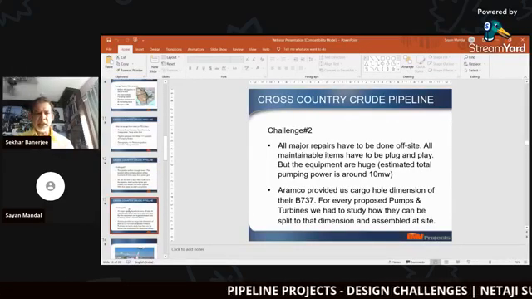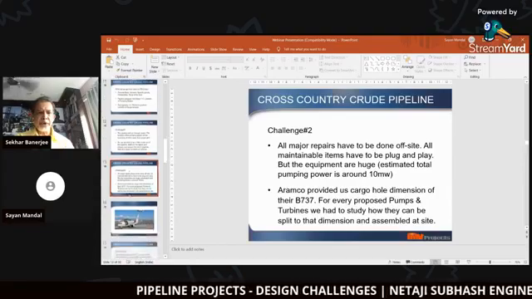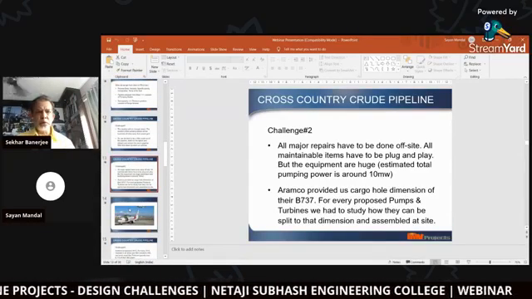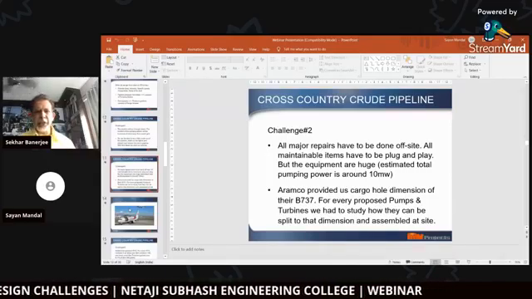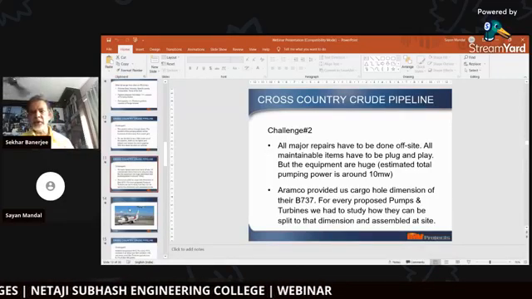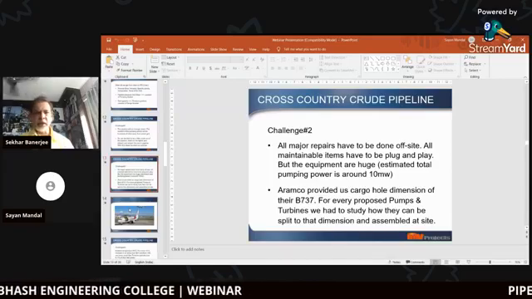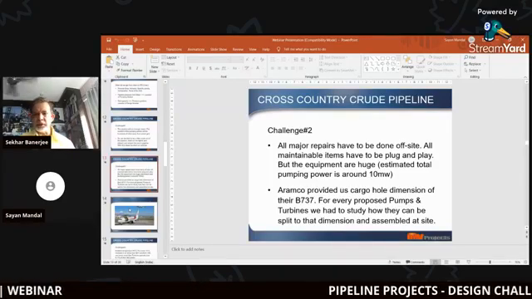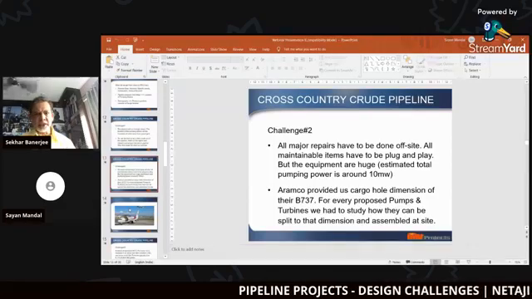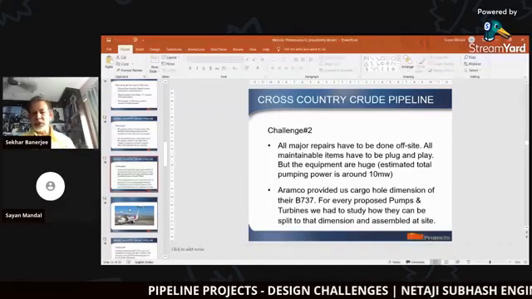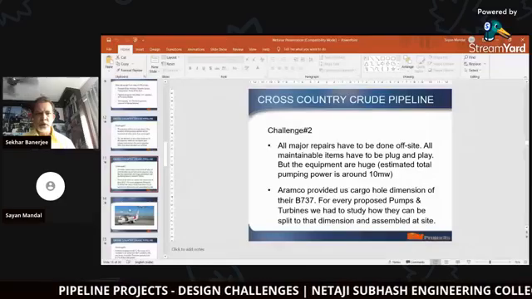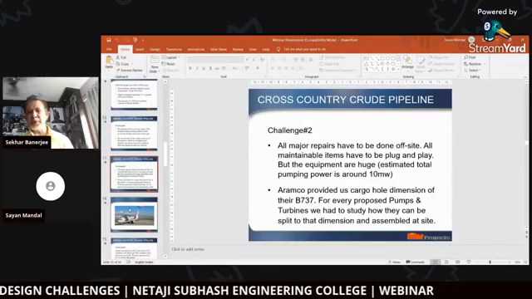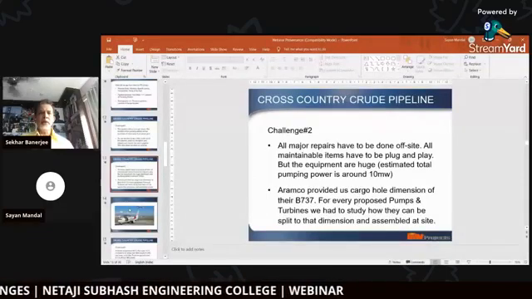So the next challenge, again, as I said, the pump is in the middle of a desert. You really cannot do any major repair. Both gas turbine and pumps are maintenance prone items. If there is a major failure, it cannot be done at site. And there is no nearby town. So all maintenance items have to be dismantled and taken into a big city, right?